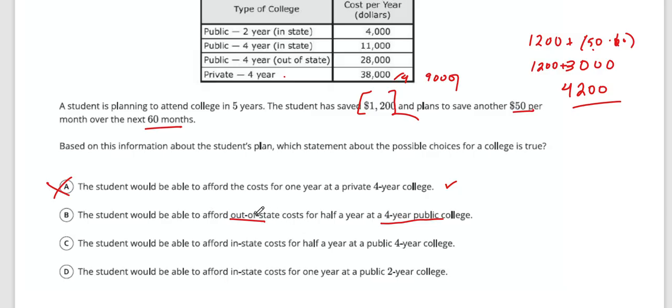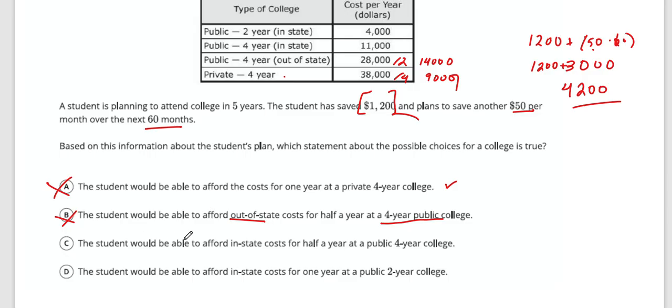So to go for half a year, it would cost half of this, right? Which would be what, 14,000? And it's saying the student would afford out of state, make sure it's out of state, for half a year at a four-year public college. So for half a year, he would have to use half of that, right? So he only has 4,000, so that one's out.